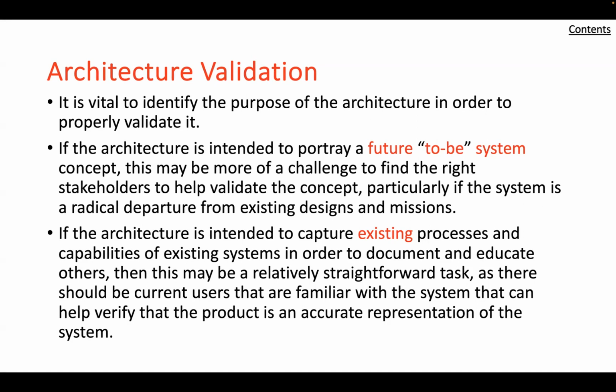If the architecture is intended to portray a future to-be system concept, this may be more of a challenge to find the right stakeholders to help validate the concept, particularly if the system is a radical departure from existing designs and missions. The system architect must seek out the right type of stakeholder that holds an open mind, is willing to accept other ideas, which may be radically different than their own, and have a sense of trust to allow the system architecture to develop and evolve to attain the future objective.